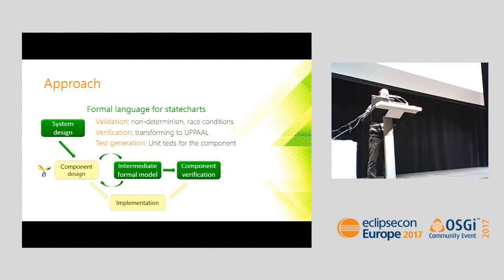But we also provide a formal language for state charts. From the component design, we can transform to an intermediate formal language, and you can do the validation of your components. You can check for non-determinism, race conditions, and many other kinds of properties. You can also use verification. We transform the models into the formal verification tool UPPAAL. And you can also generate unit tests for your components, and analyze if the implementation conforms to the models.